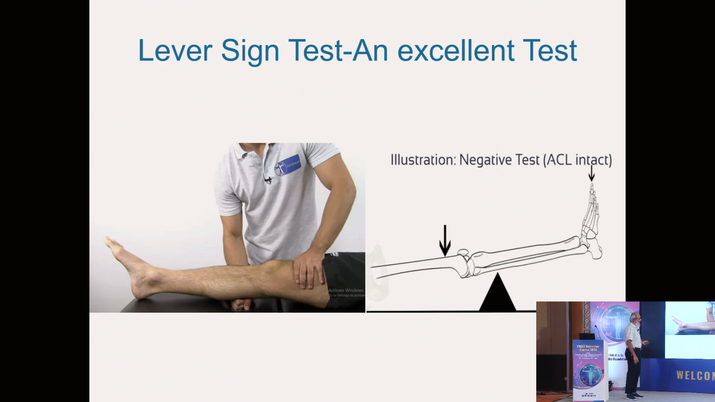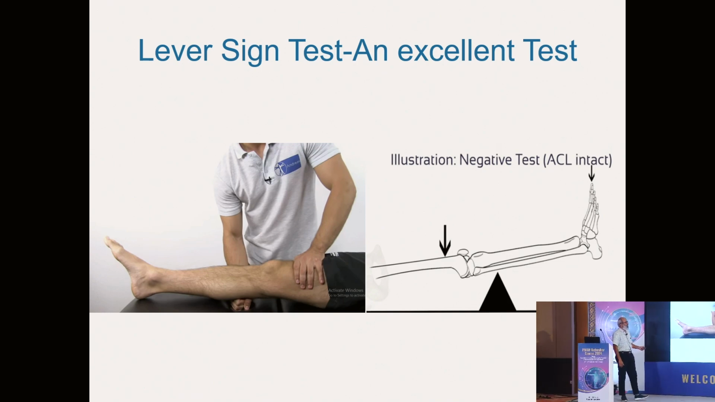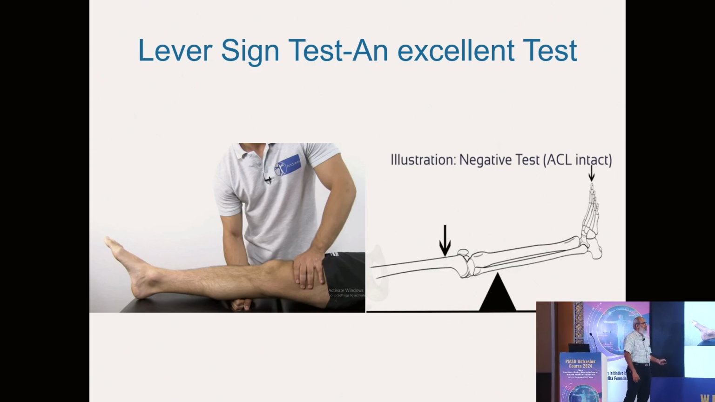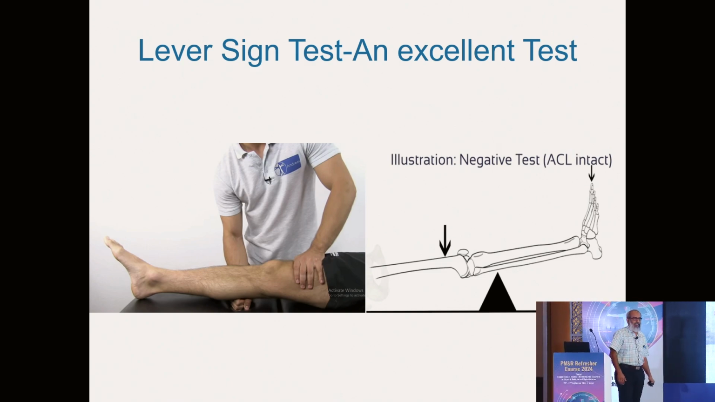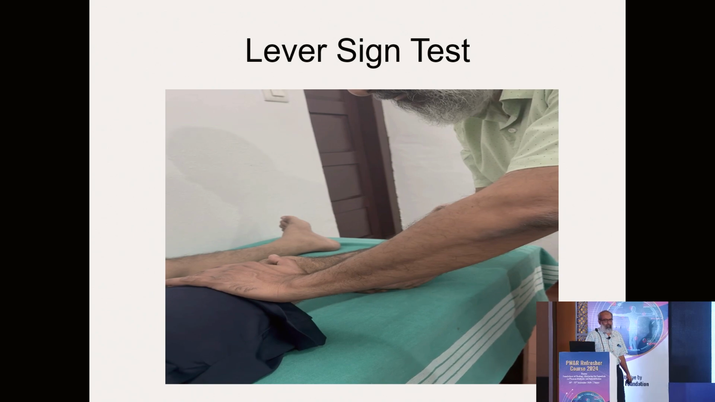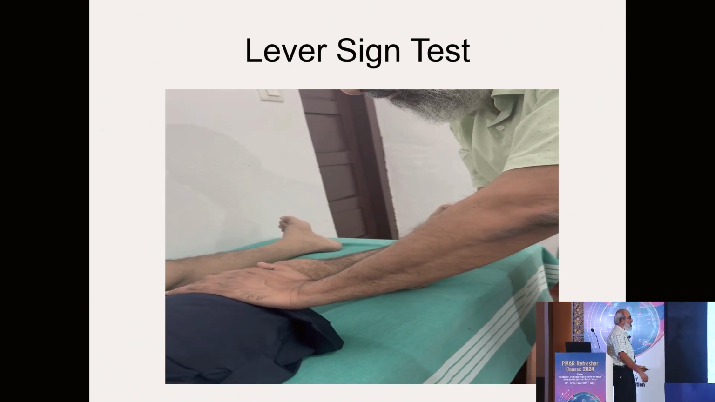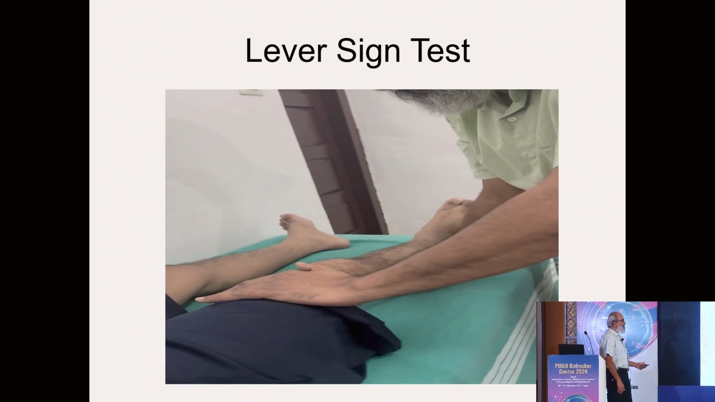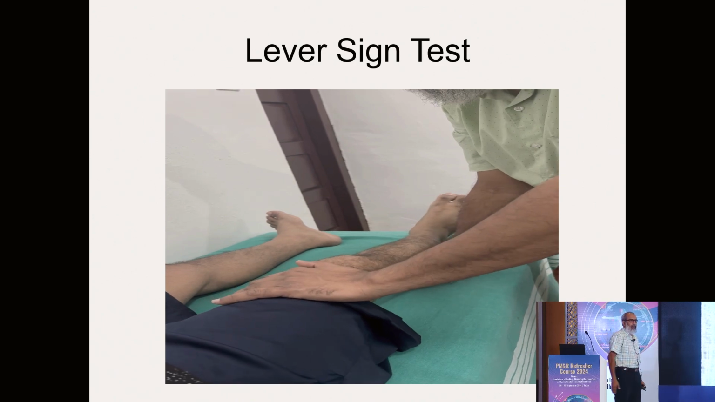But when this connection is not here, the ACL is gone, this heel will not go up. It's a very specific test. Not many studies have been done, but whatever studies have been done in good samples, it shows a specificity somewhere near to 100%. It's a very simple test also. Just keep your palm, your hand, as a fulcrum, just press here and you can see that it comes up. It's a very simple test.